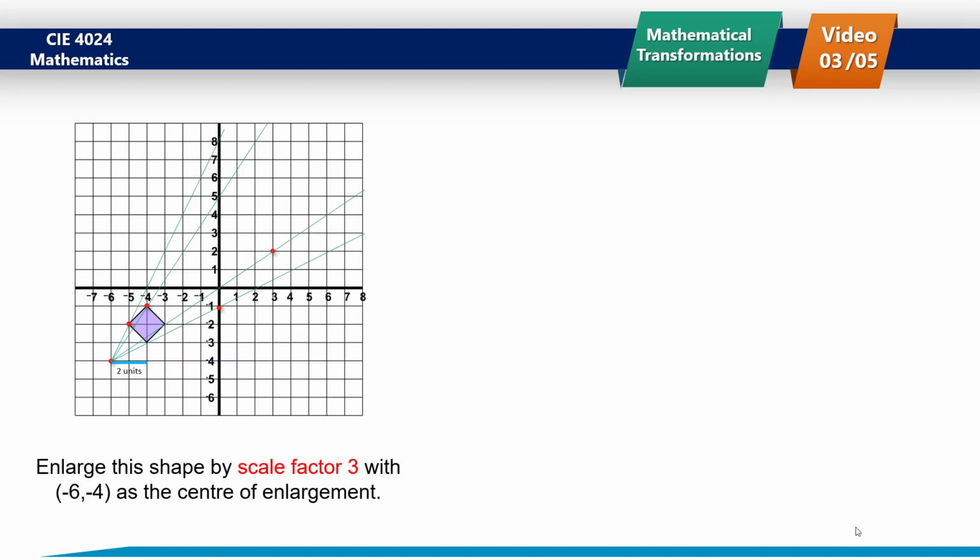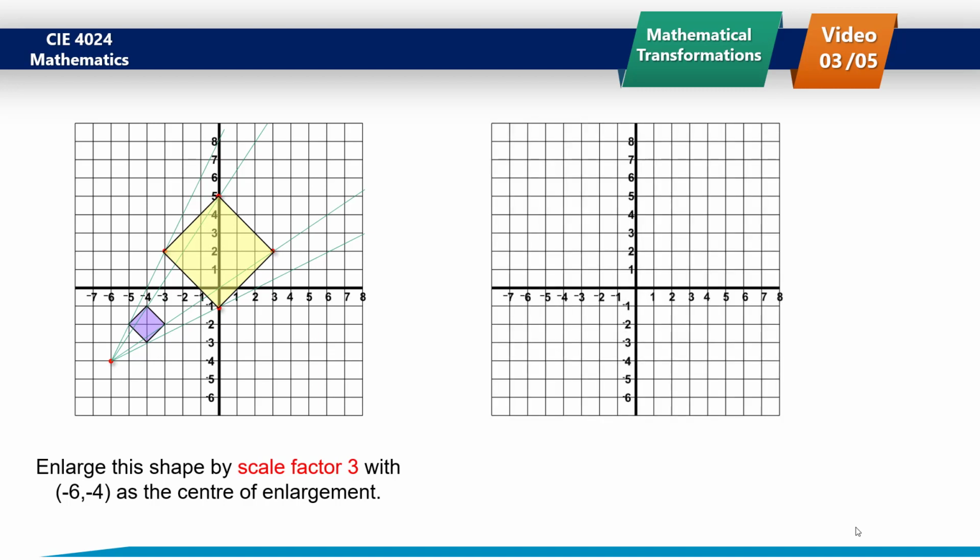And now we talk about the third vertex. We can see it's 2 units rightward from the center of enlargement. So the scaled image should be 2 times 3, which is 6 units rightward. So that point will be moved 6 units rightward. And for the last one, it's 1 unit, so it should be 3, as the scale factor is 3, so it should be moved 3 units right. So if we join these 4 points, we will have the image, and it is scaled by a scale factor of 3.